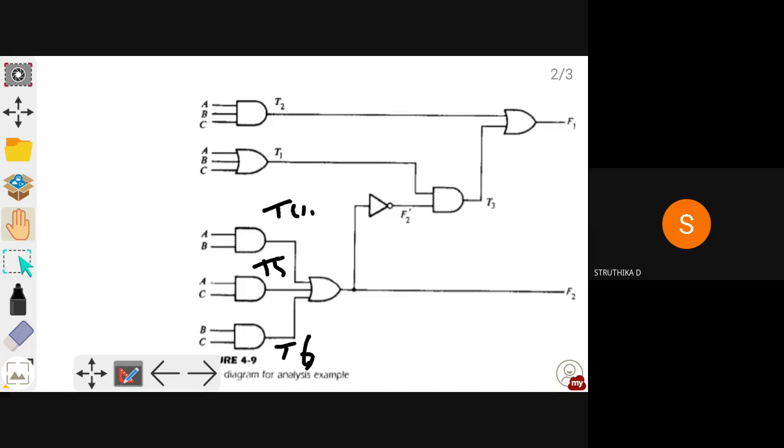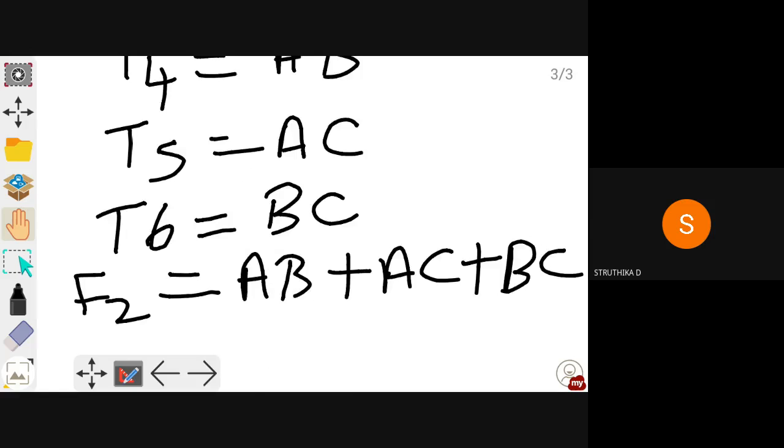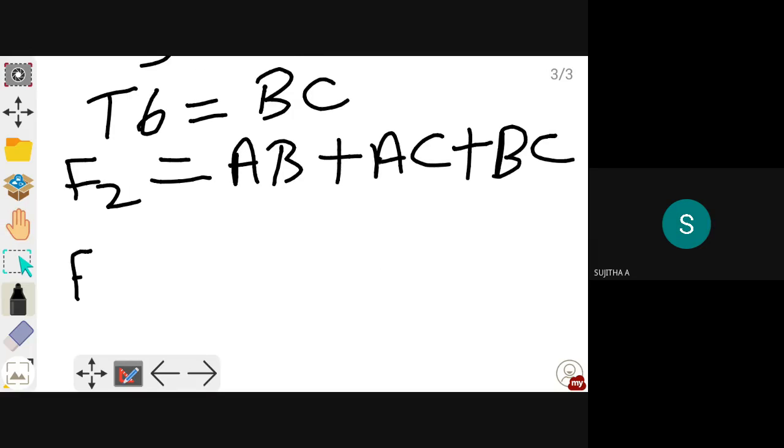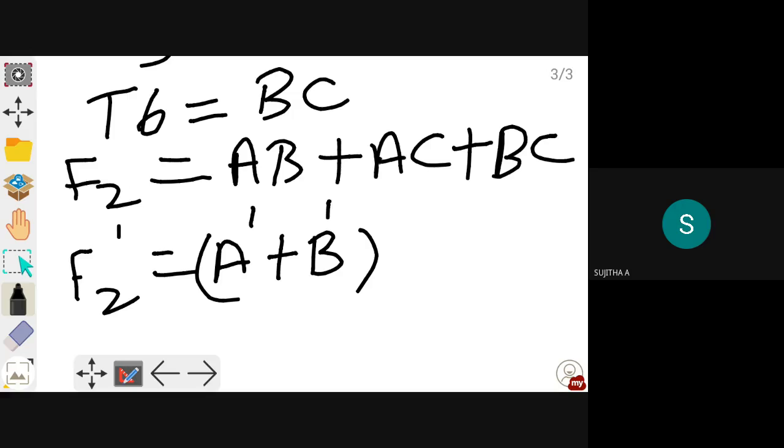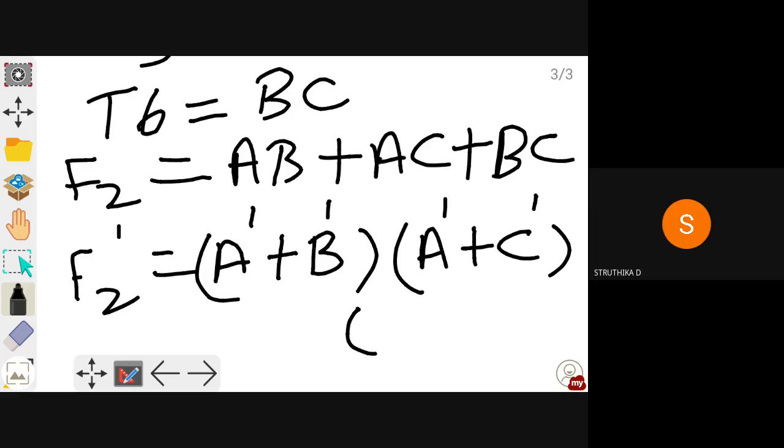So what is F2 dash? You have to take the complement. So F2 dash is A dash plus B dash, into A dash plus C dash, into B dash plus C dash. So this is the F2 dash.